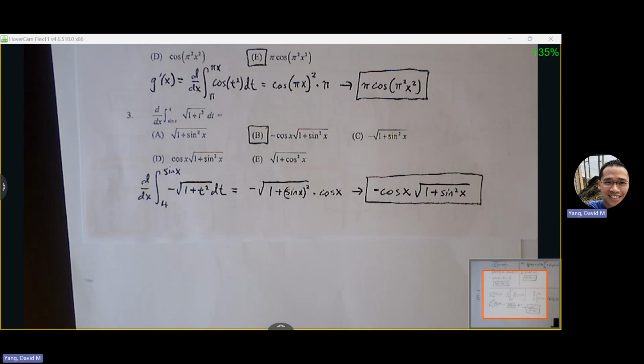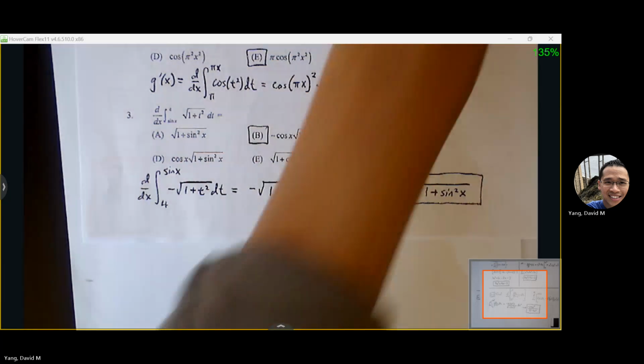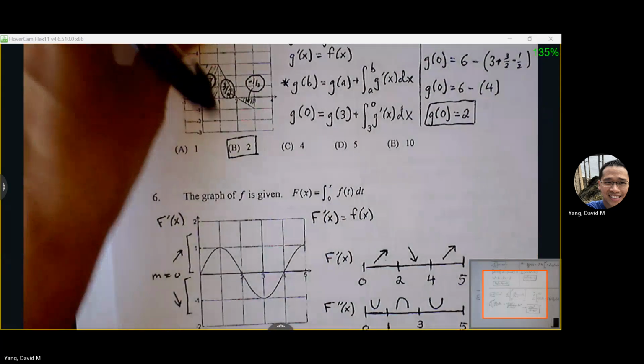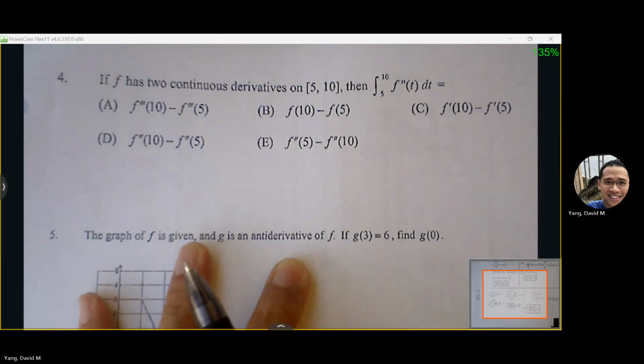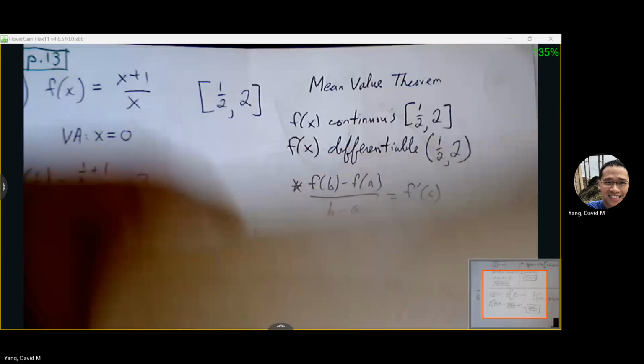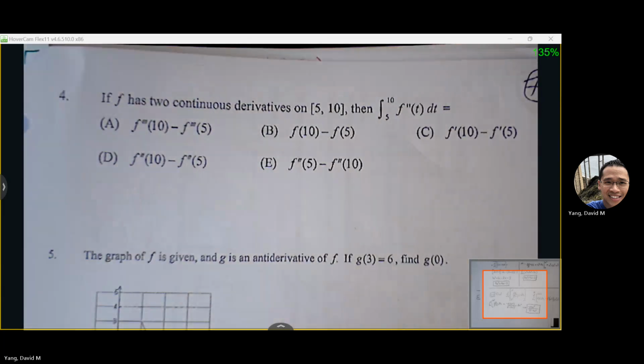If you're working ahead of me, you can check your answers with the key. I have the key attached in your packet. Any questions, bottom of page 6?